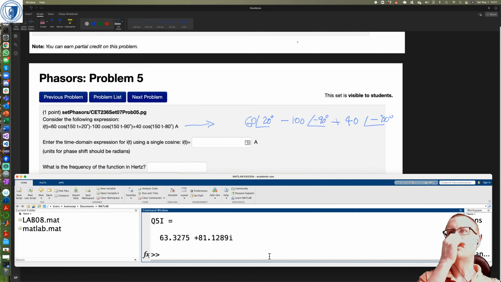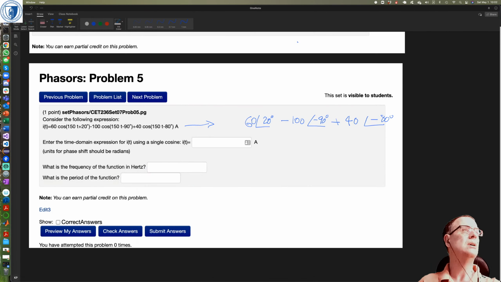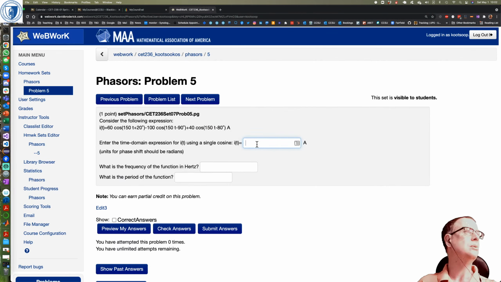Okay, so there's our answer in complex numbers, but the thing we actually want is the version in polar form. Okay, so that's the absolute value, 102. So let's just see if we can get that right first. I'm going to go back here to actually type it in.